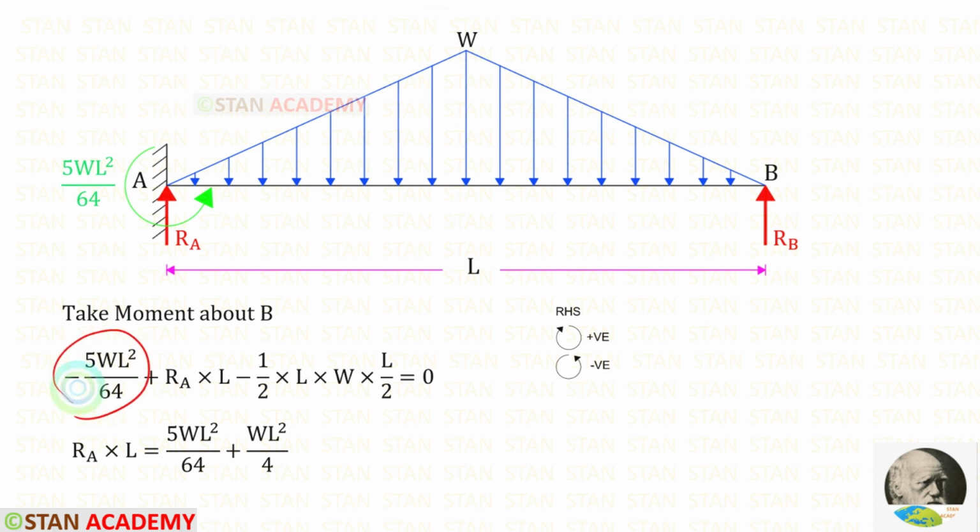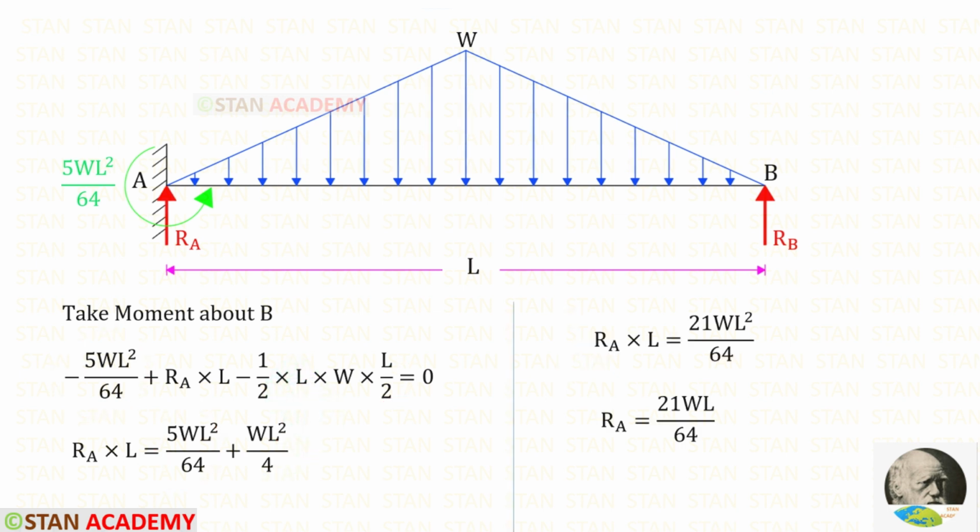We can take this term on the other side. It will come as positive. 2 into 2, it will be 4. L into L, it will be L square. We can add these two terms so that we will get this. Then we can eliminate L and square. Finally, for RA, we will get 21 WL upon 64.